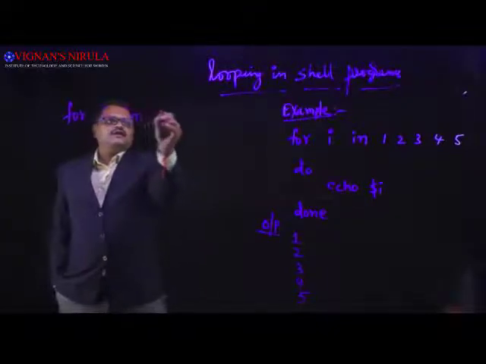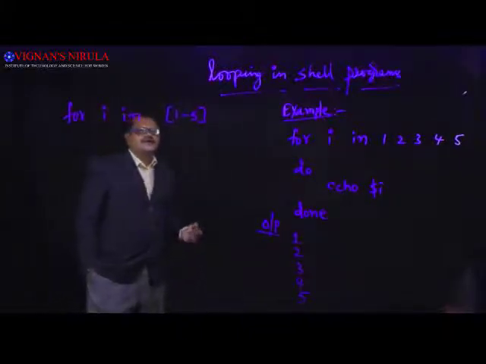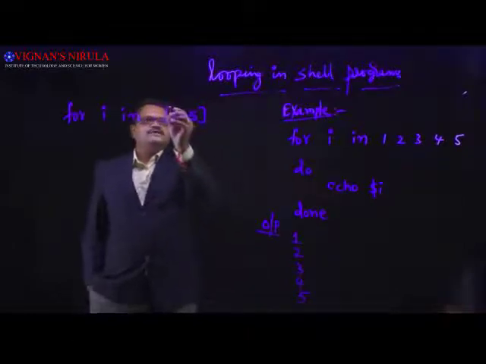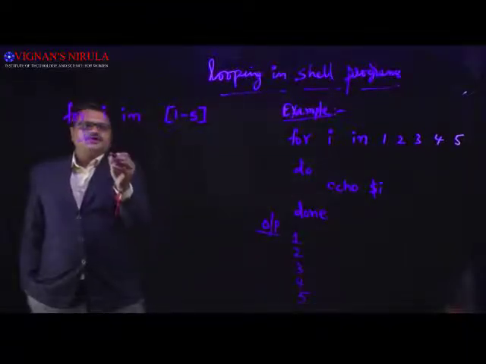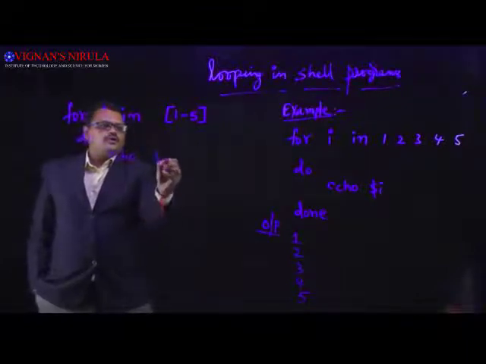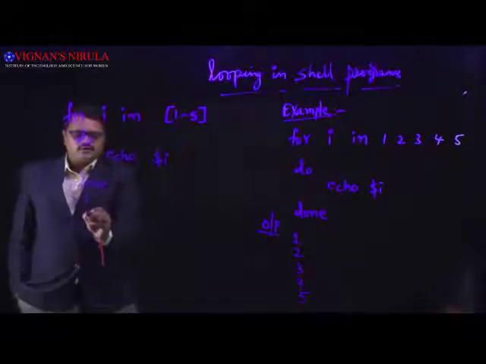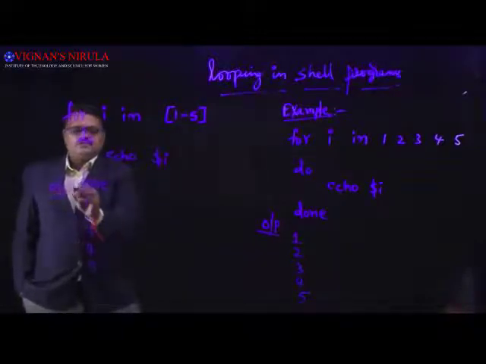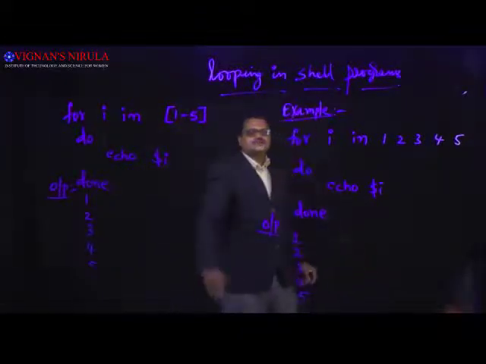So for I in [1-5]. These are shortcuts for a range of numbers, to represent the range of numbers from 1 to 5. 1, 2, 3, 4, 5 can be simply represented like this, with square brackets, 1-5. The same example can be done like this also. Do echo $I, done. So the output is 1, 2, 3, 4 and 5. This is the output. Clear? So I think everyone got the basic concept of the for loop.